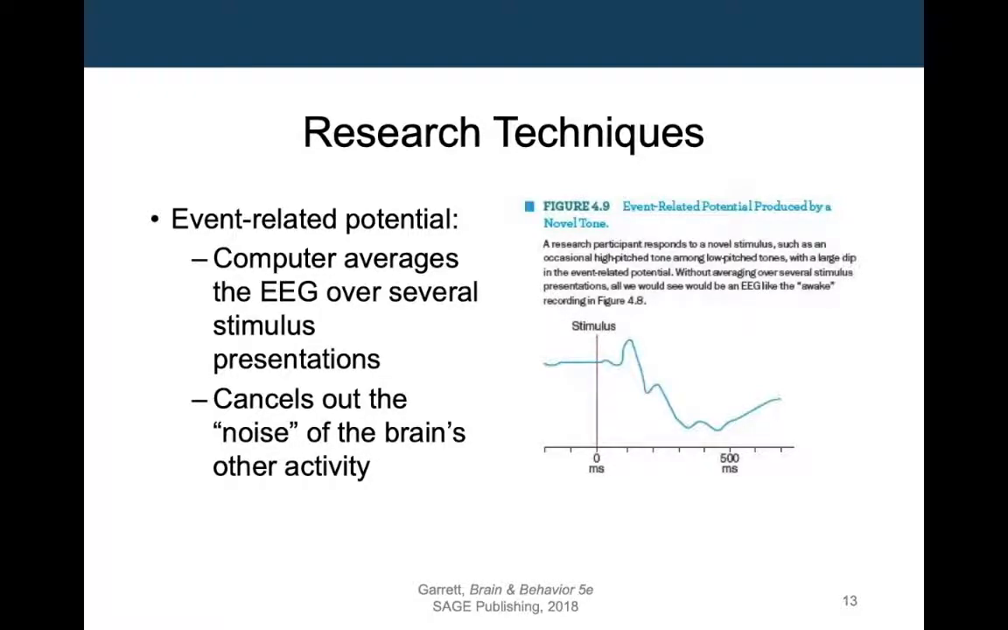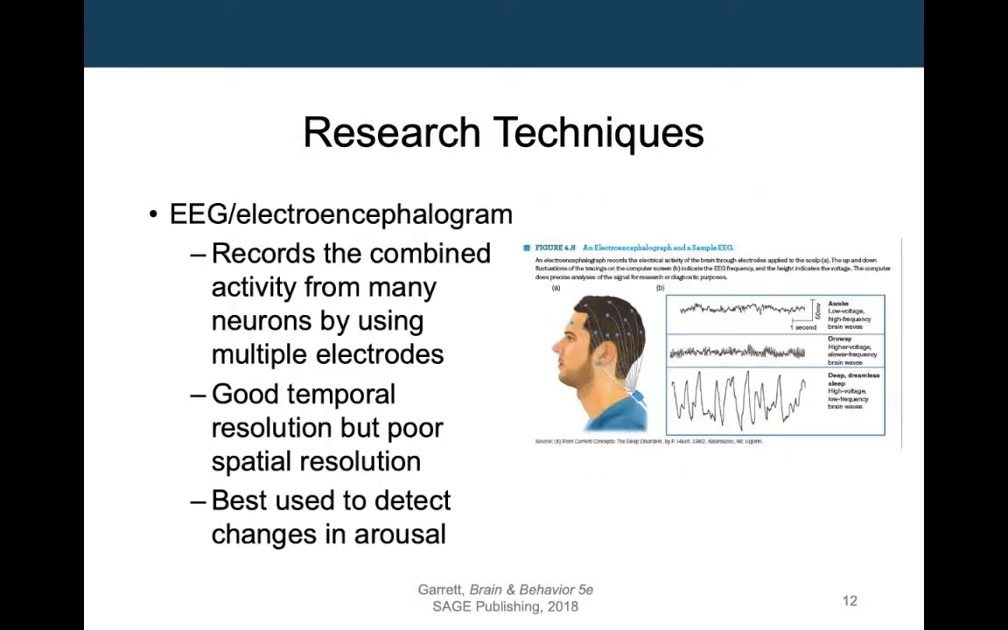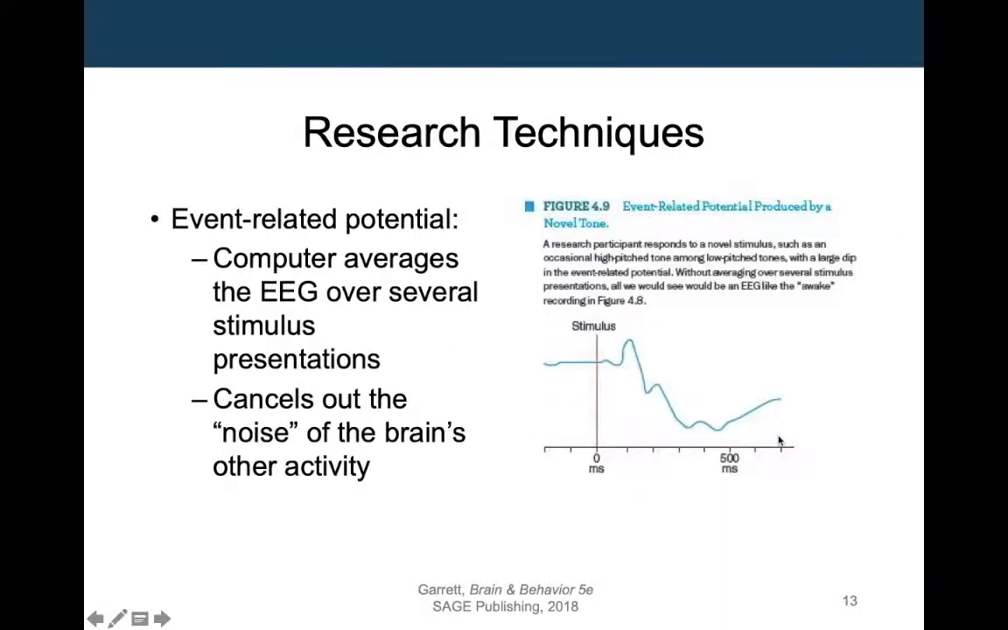So with event related potential, it allows us to see different presentations. Remember this right here, what we saw before? These are various presentations, right? So what the computer does is it averages the EEG over several stimulus presentations. So let's say a stimulus may be a noise in this case. What it's able to do is take an average of several times we may have presented that noise to that particular person and allows us to watch the change in activity at the same time.